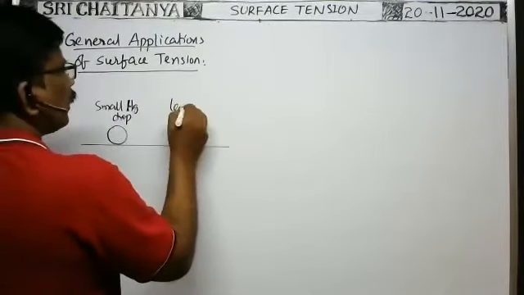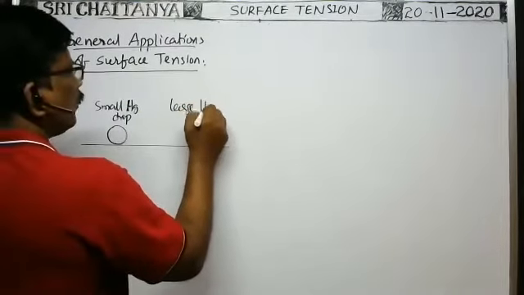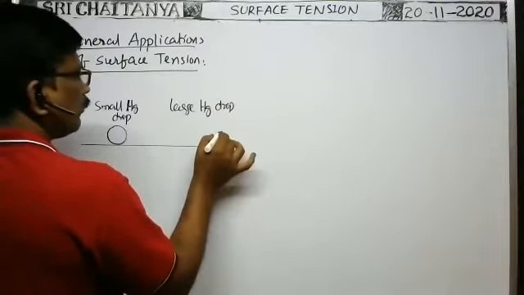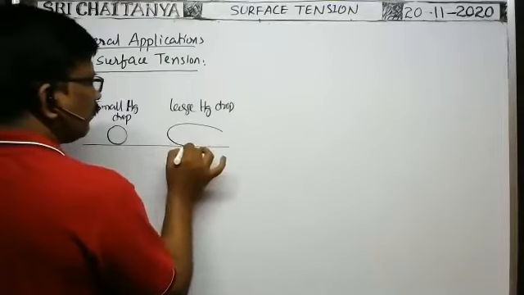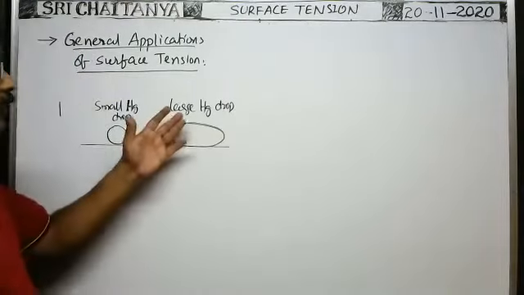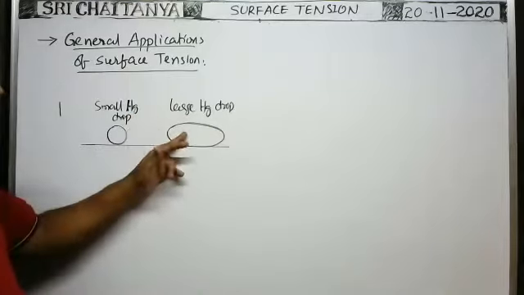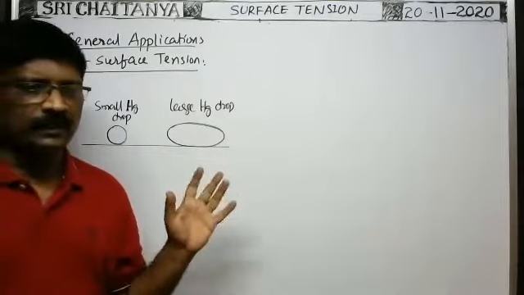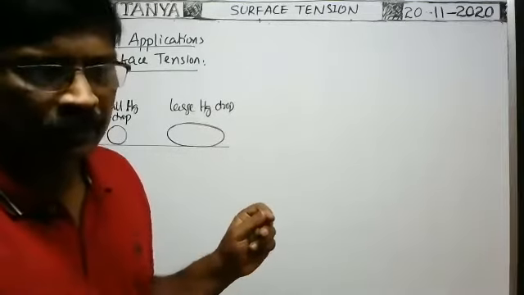You take the large mercury drop. The shape of the large mercury drop is definitely like this. If you take the large mercury drop, the shape is like this, and if you take the small mercury drop, it is almost in spherical shape. What is the reason?